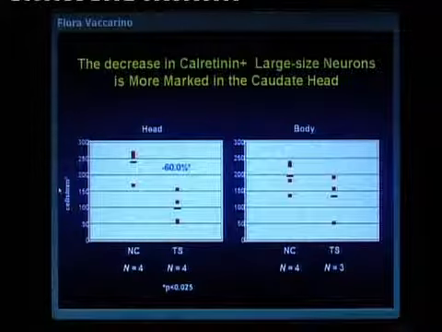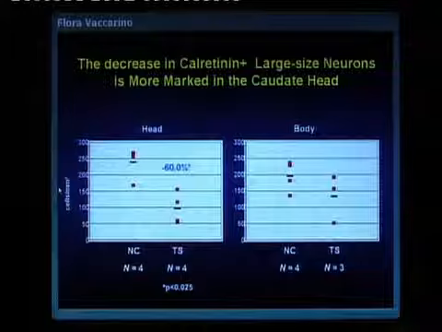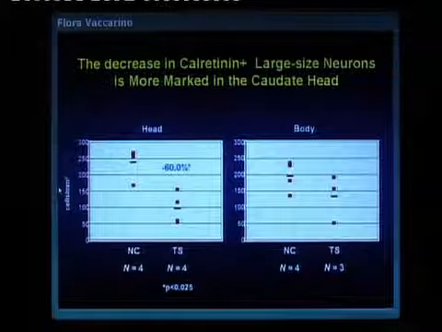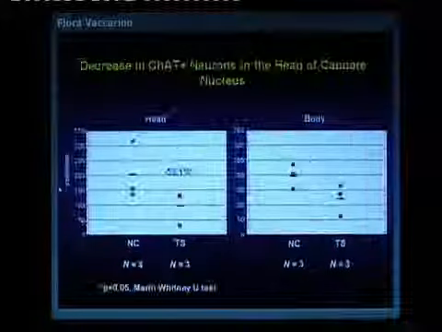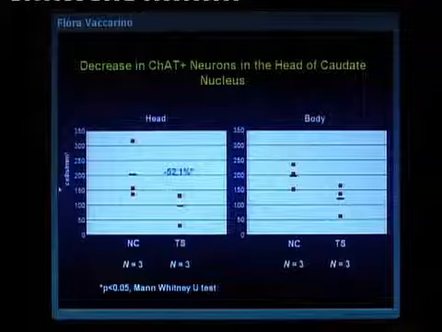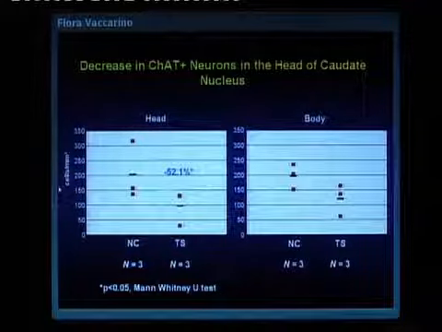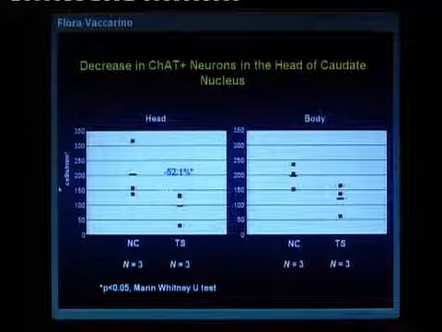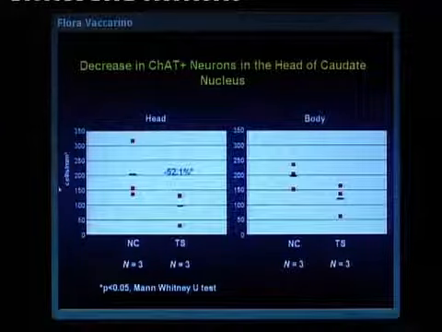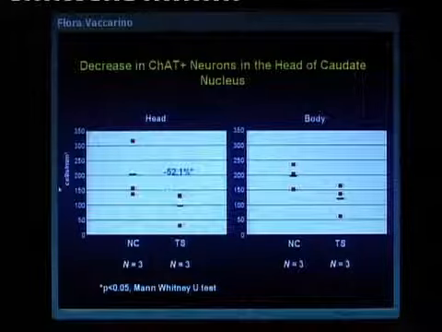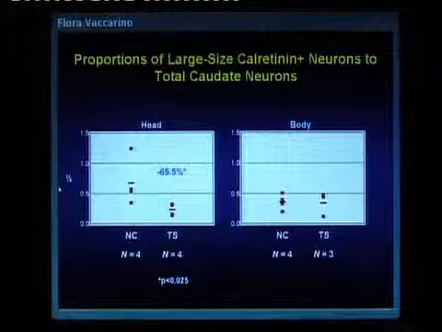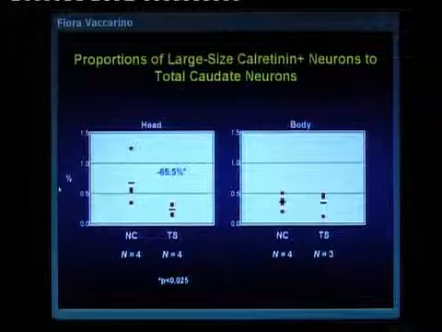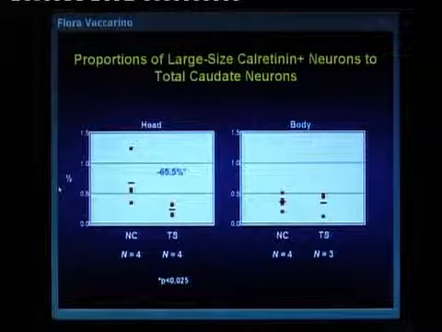Maybe this will turn out to be significant if we have more patients, but until now, the overlapping is so much that it's not statistically significant, but in the head it is. And also the cholinergic neurons in the head, but not in the body, were also decreased. So we're fairly convinced that at least in this small group of patients, there is a decrease in cholinergic neurons. And these neurons are very important, as I will discuss a little bit later. Again, the proportion of cholinergic neurons, the large size calretinin neurons, is decreased. Proportion of total neurons is decreased in the head, but not in the body of Tourette's.